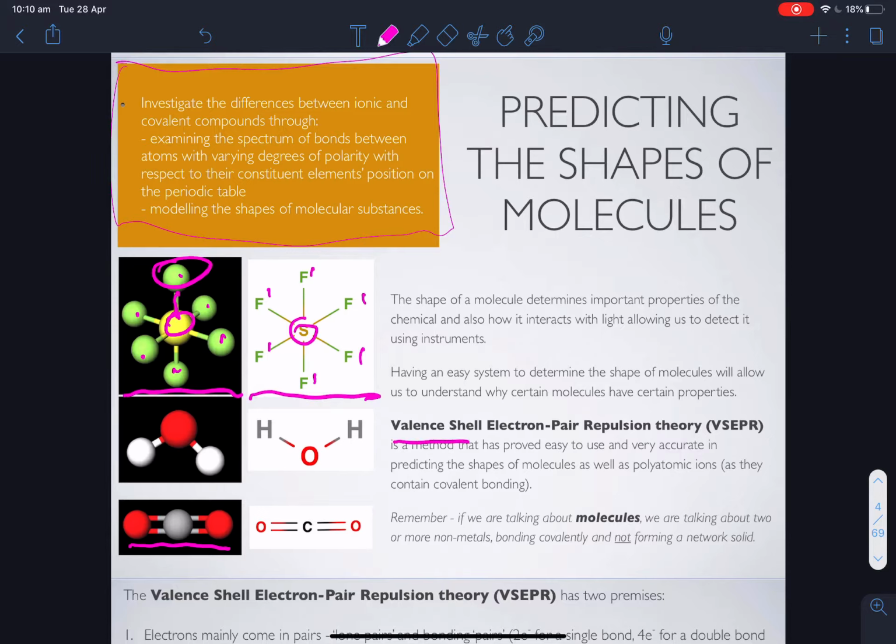Valence shell electrons, those electrons in the outermost shell. Notice they come in pairs. We're going to treat them as pairs. And repulsion theory. So it's saying that these electrons in the outer shell come in pairs and they're going to repel each other. All right.